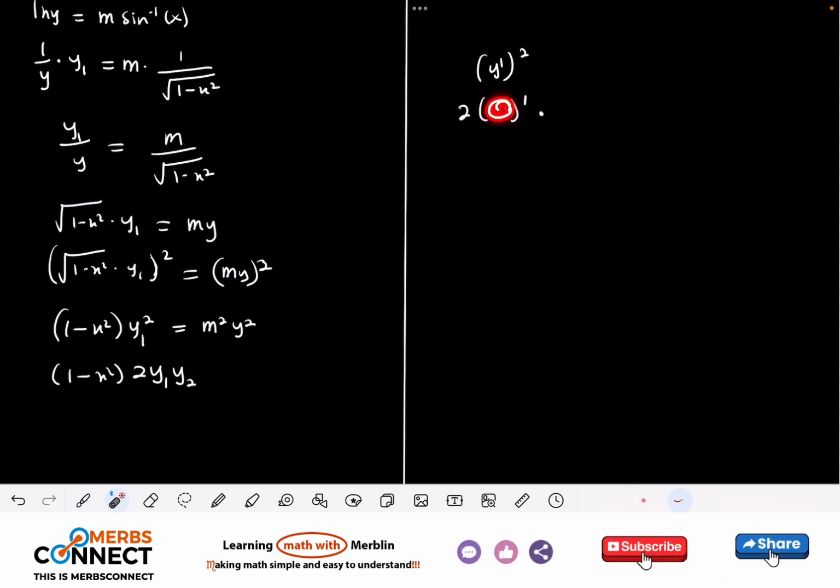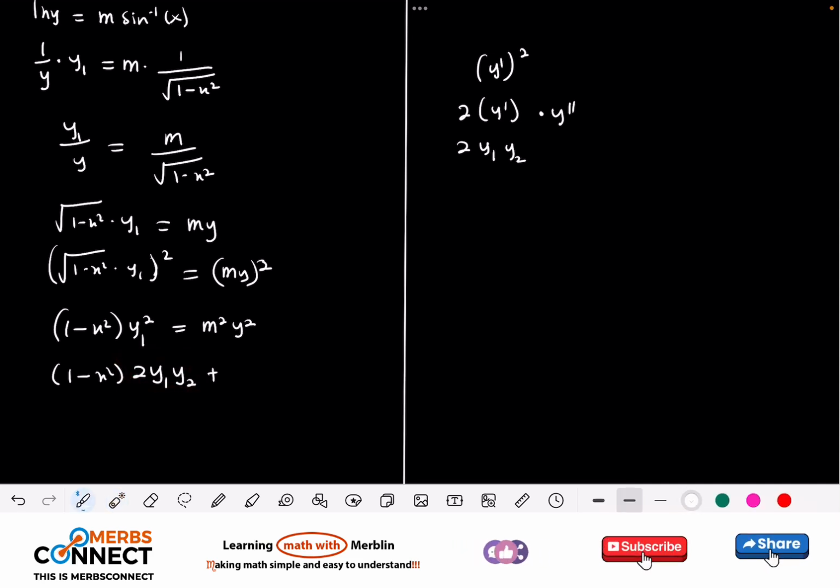What's inside the bracket is already differentiated once. So when I differentiate it again, it becomes y prime prime. But with Leibniz notation, this can be written as 1. The y prime can be written as y1 and y prime prime can be written as y2. So that's the reason why we are having this one right here.